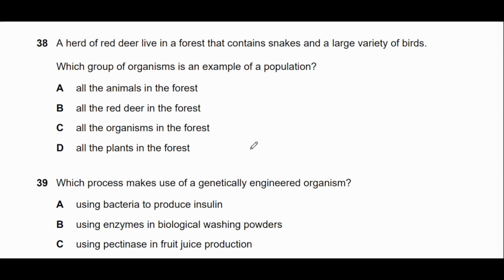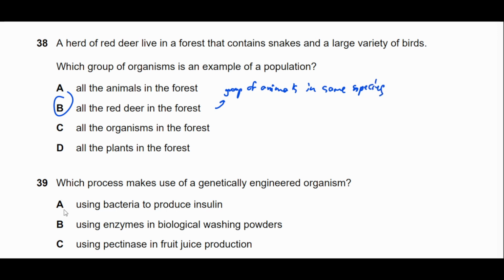A herd of red deer live in a forest that contains snakes and a large variety of birds. Which group of organisms is an example of a population? So all the red deer in the forest will be the example of a population, because a population is a group of animals of the same species, right? The number of animals in the same species.